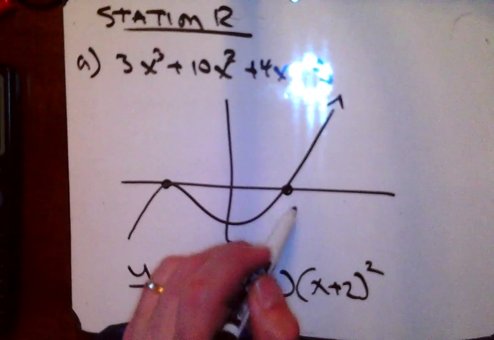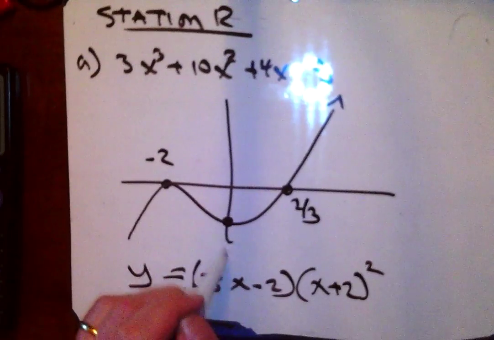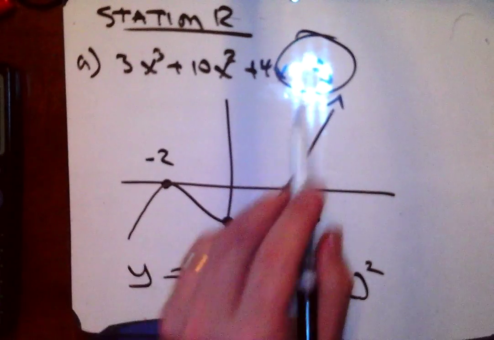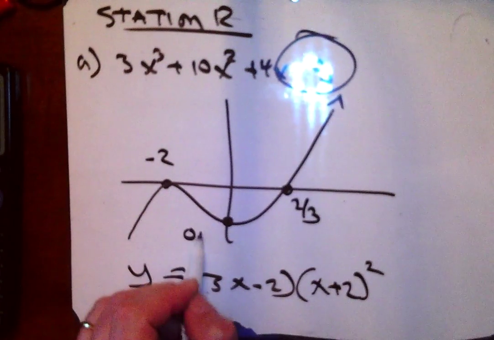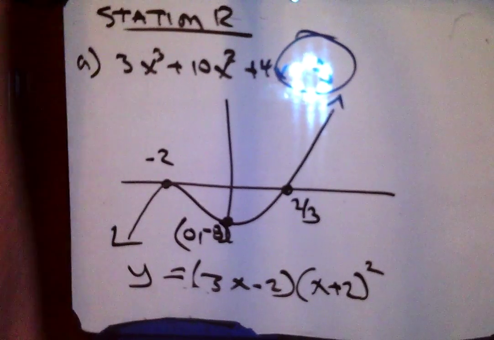And passing through at 2/3. Don't forget to label the y-intercept. That value at the end there with no x's is always, for a polynomial, my y-intercept. Well, there's part A. What about part B?